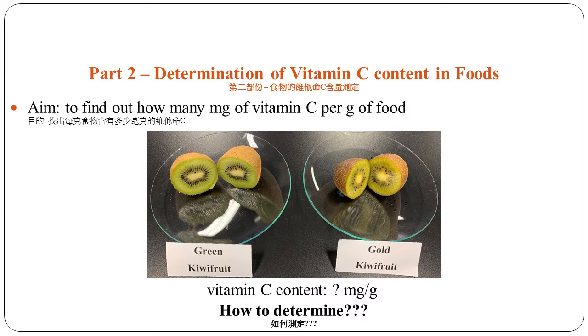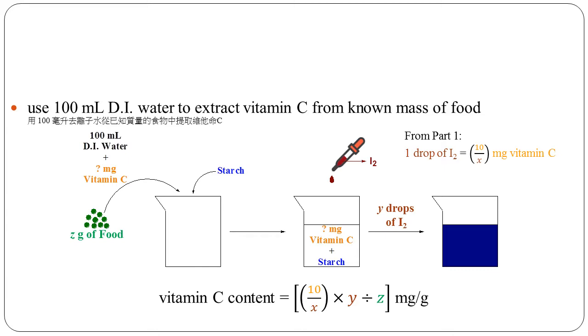Let's continue to talk about how to determine vitamin C content in a food sample. As vitamin C is soluble in water, we can use 100 ml of water to extract nearly all the vitamin C from a food sample. Below is a picture. Firstly, a set gram of food is weighed out, and then we use 100 ml of water to extract nearly all the vitamin C into a beaker, and starch indicator is also added into the beaker to become the beaker in the middle.